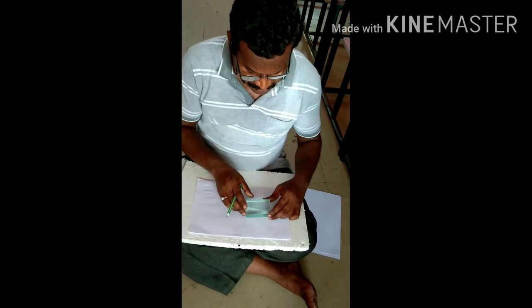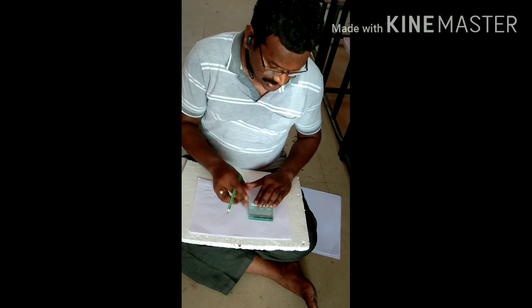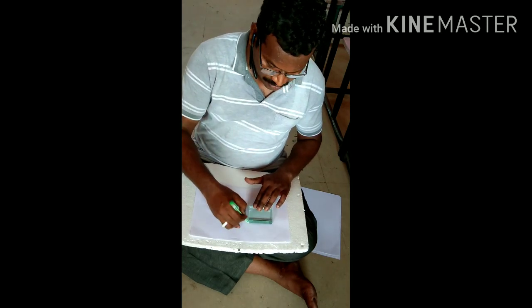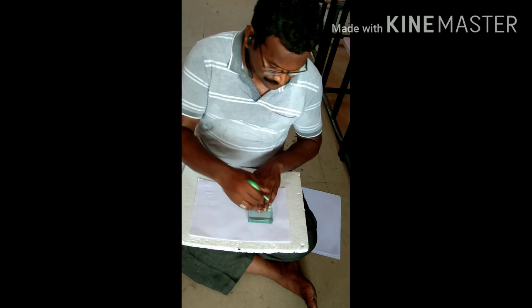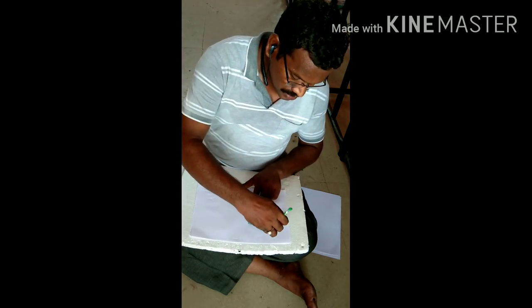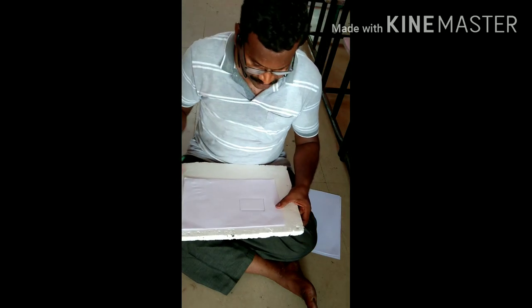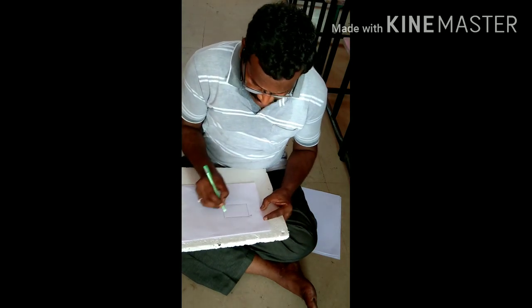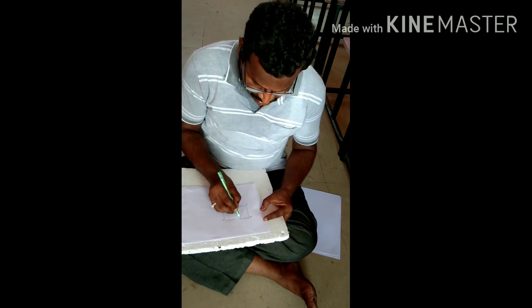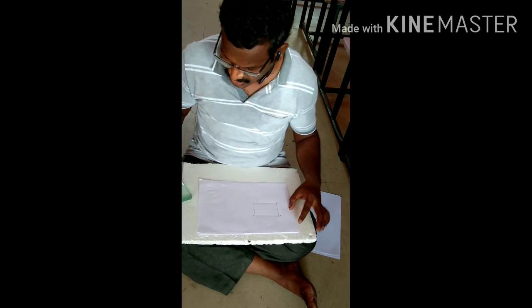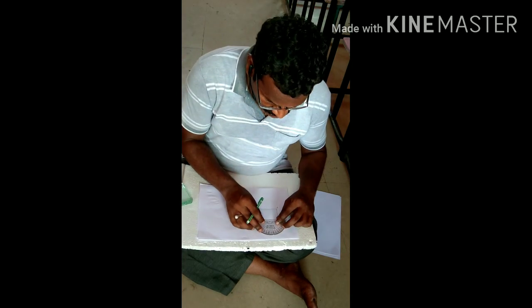Now, once again, put the rectangular glass slab on the paper, draw its boundary surface, remove the glass slab, identify it as A, B, C, D, identify a point on the surface AB, and draw the normal.